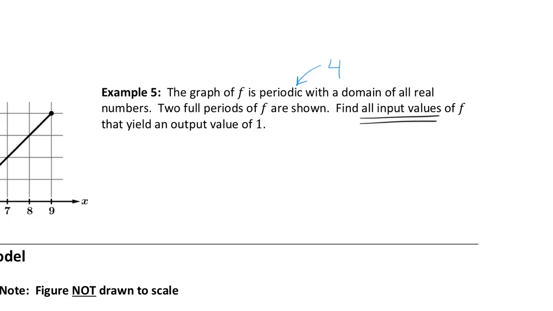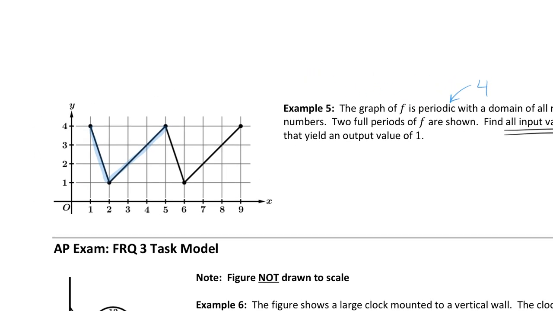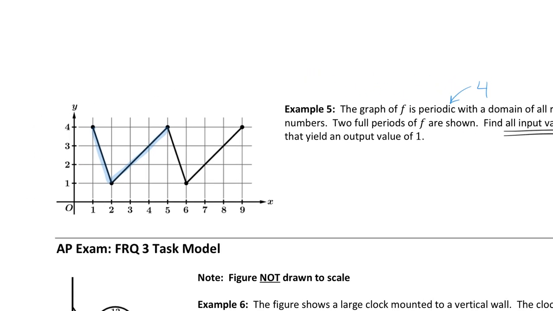We want to know all of the input values that would give you an output value of 1. An output value of 1 means I'm looking at the output value of 1. Based on what I've just highlighted, what are the input values that give me an output value of 1? 2 and 6. This happens at an input value of 2 and an input value of 6.